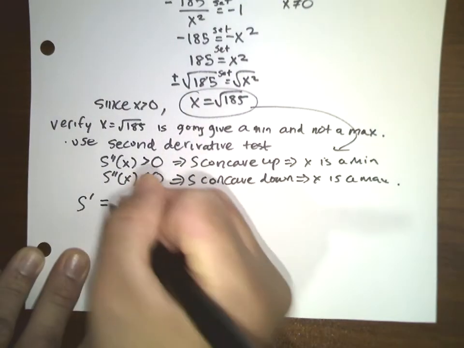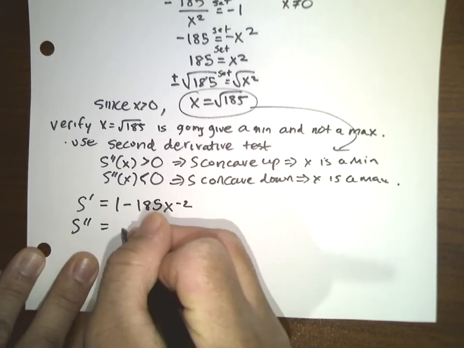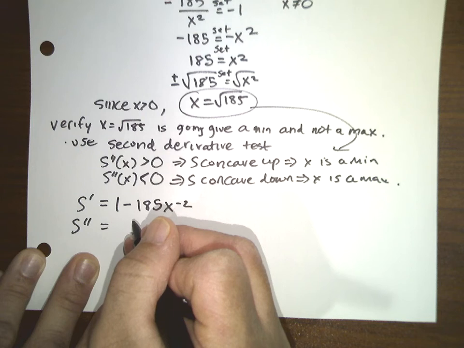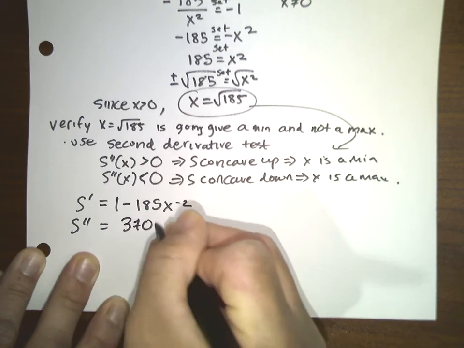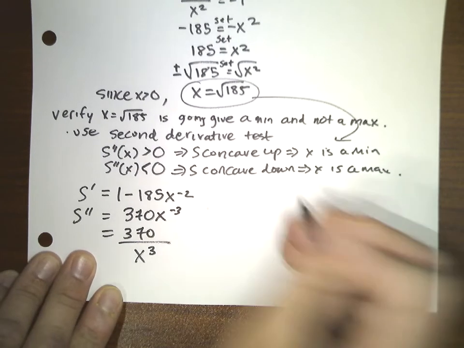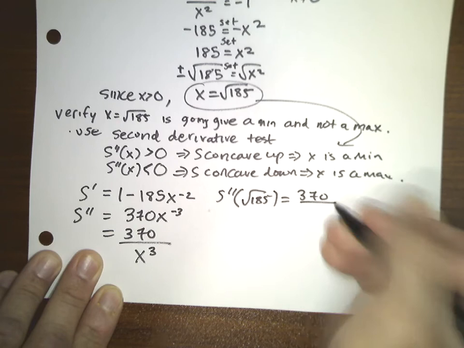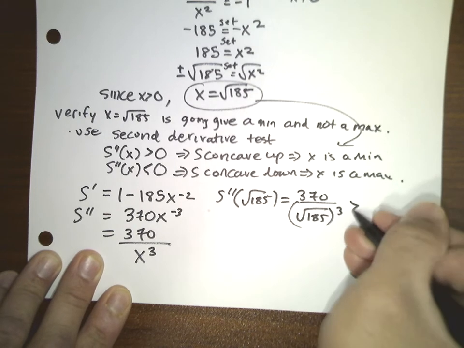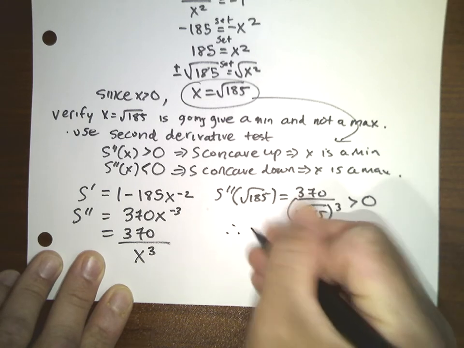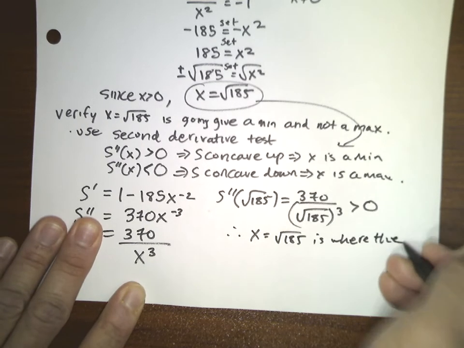So let's find the second derivative. So s prime was 1 minus 185 x to the negative 2. So s double prime of x would be, derivative of 1 is 0, then negative 2 times negative 185 would be 370. So we have 370 x to the negative third power, or 370 over x to the third. And then we have s double prime of the square root of 185, and that is 370 over the square root of 185 to the third power. That's greater than 0. So that means that, therefore, x equals the square root of 185 is where the minimum occurs.